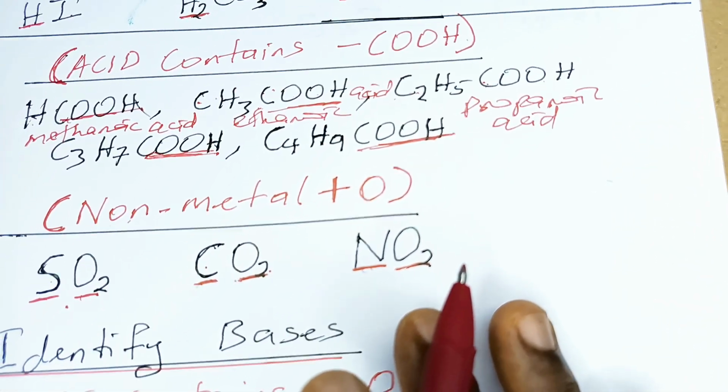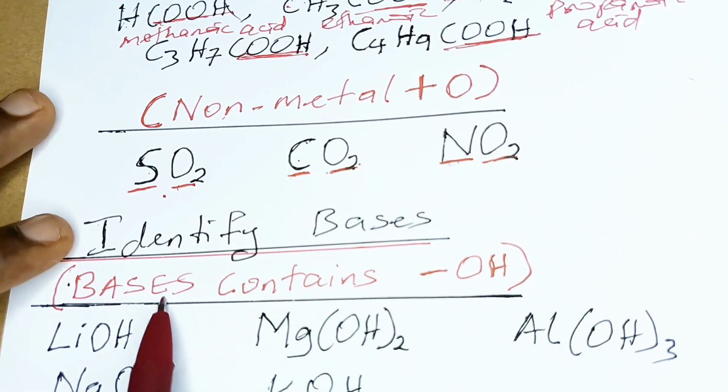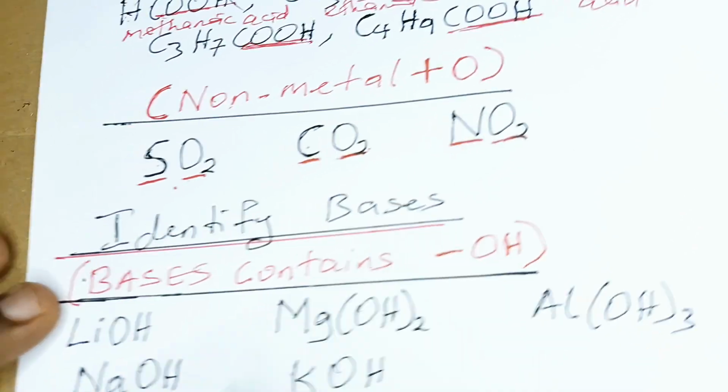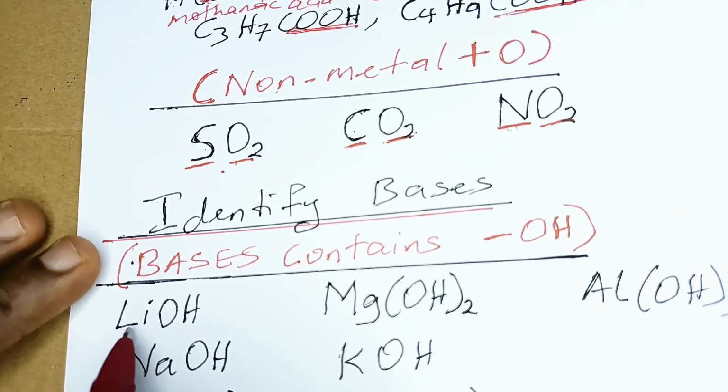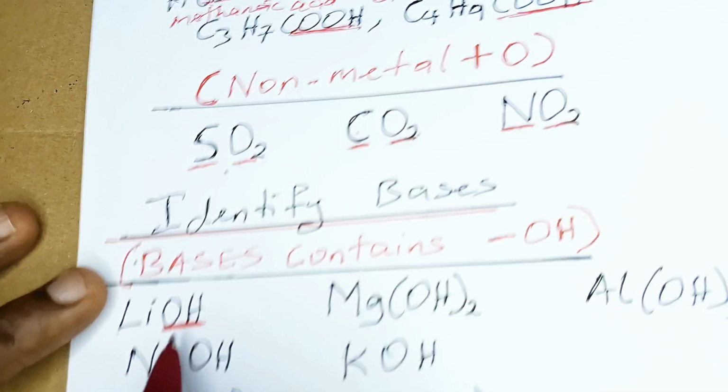Now let's go to bases. How do we know bases? How to identify bases? Bases contain OH. That's the first method. Let's look at this. This is called lithium hydroxide. But because of this OH, it is a base.